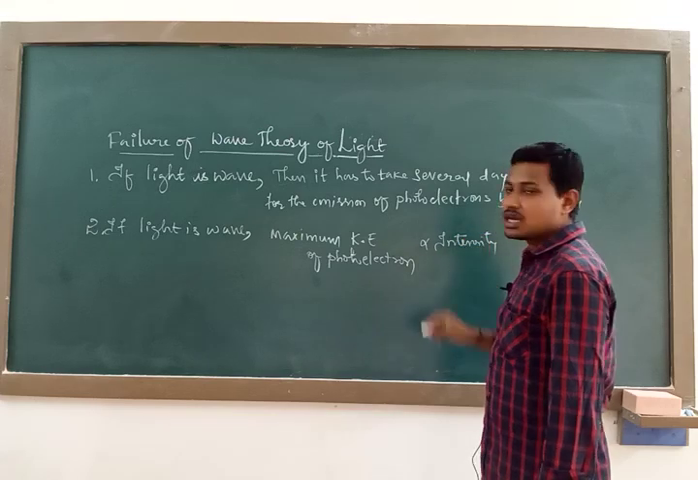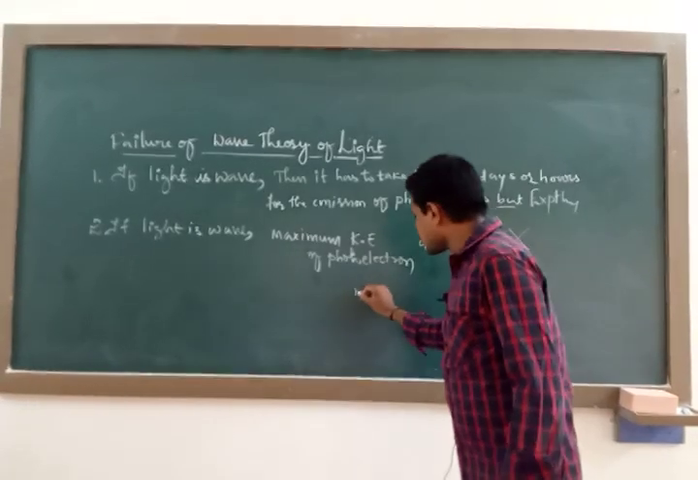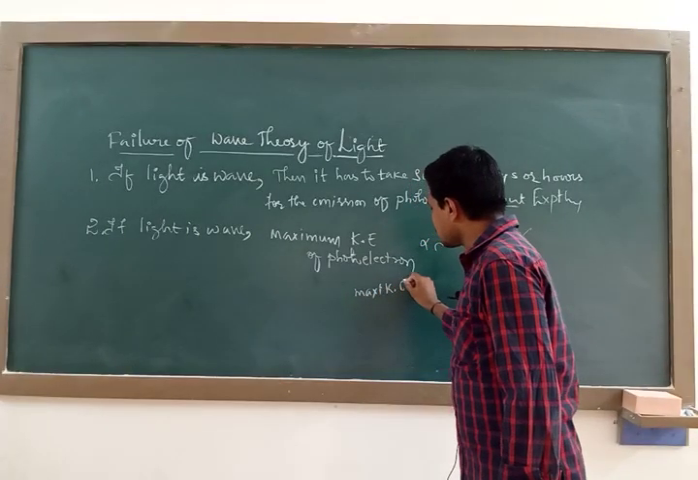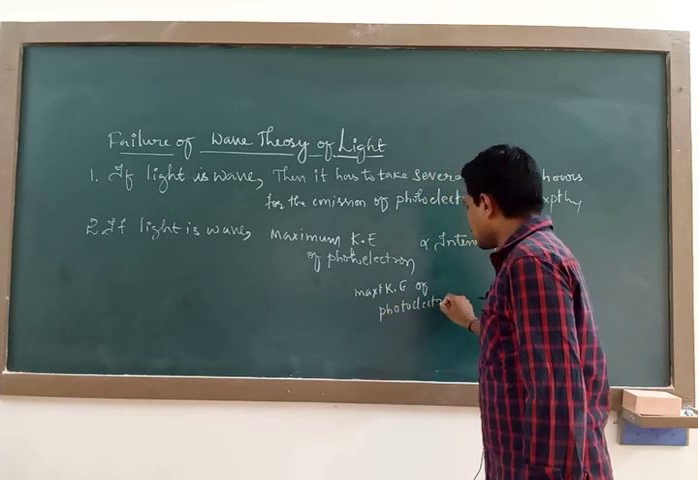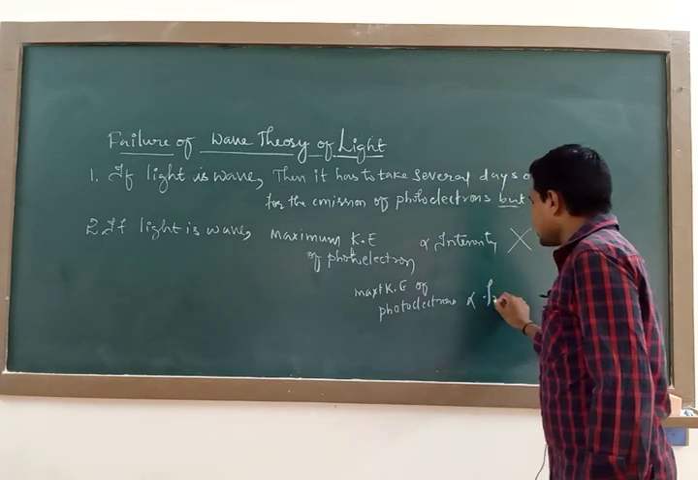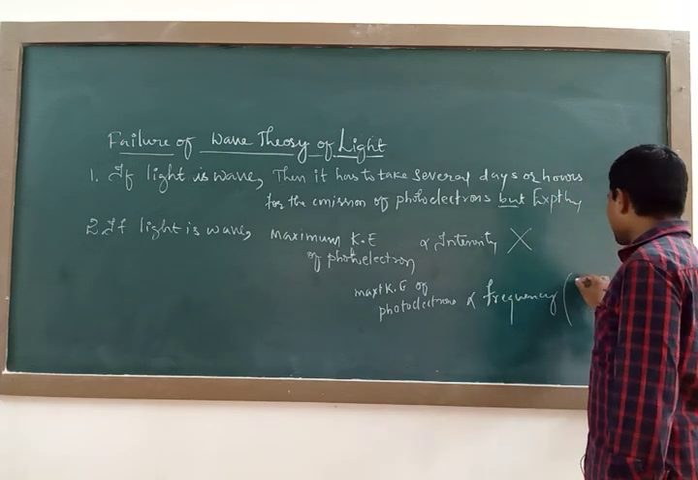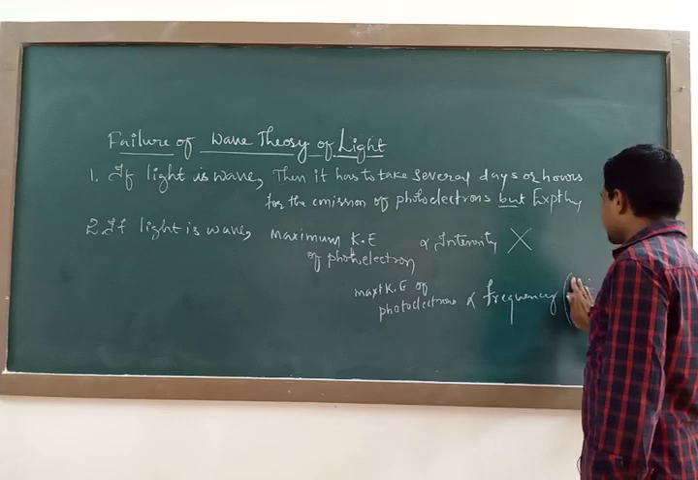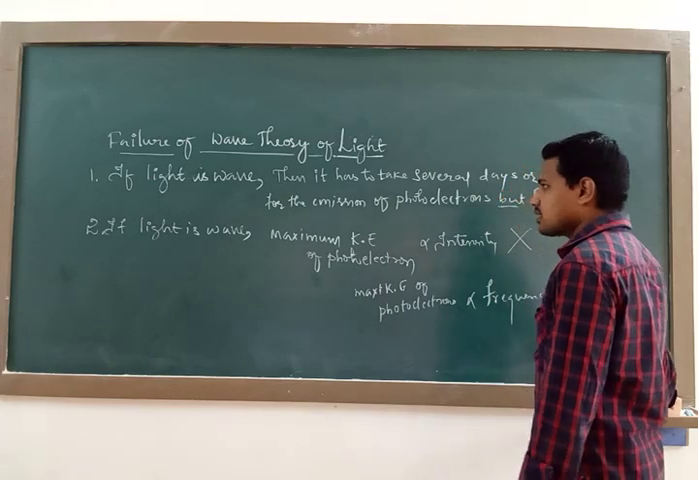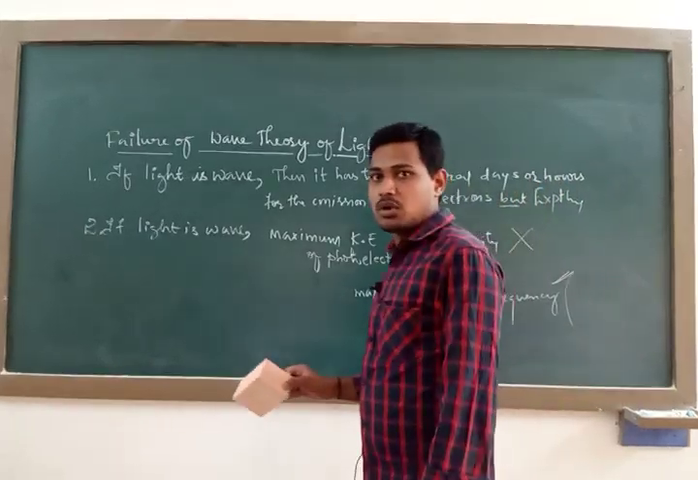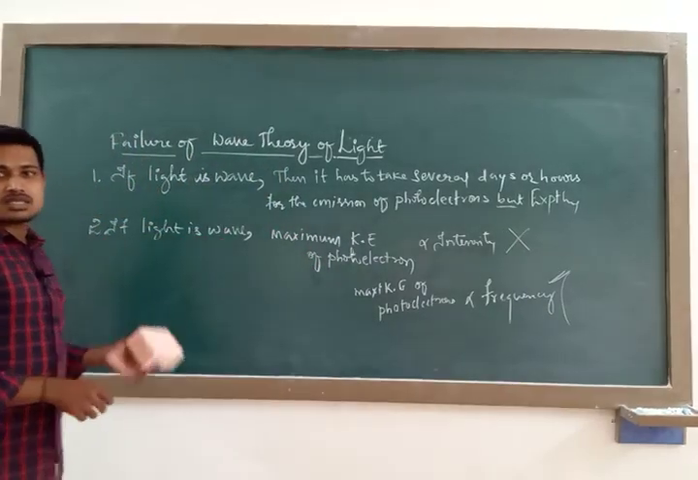But experimentally, what are we observing? We are not observing this condition. We observe that the maximum kinetic energy of photoelectrons is proportional to frequency, which is independent of intensity. Is it clear? This is the condition in the case of the photoelectric effect. So this is another conclusion about the particle nature of light, against the wave theory. These are some of the conclusions.